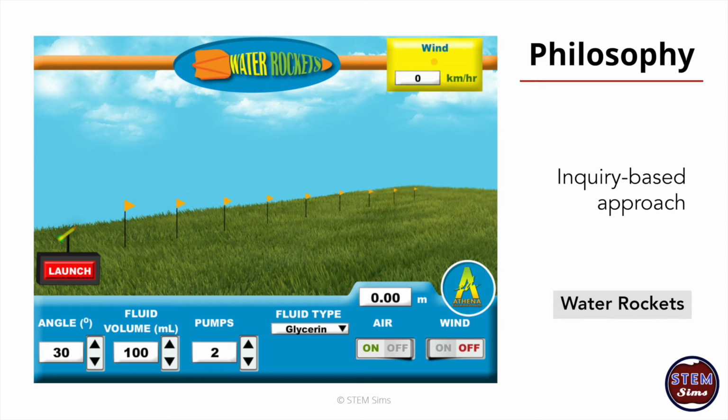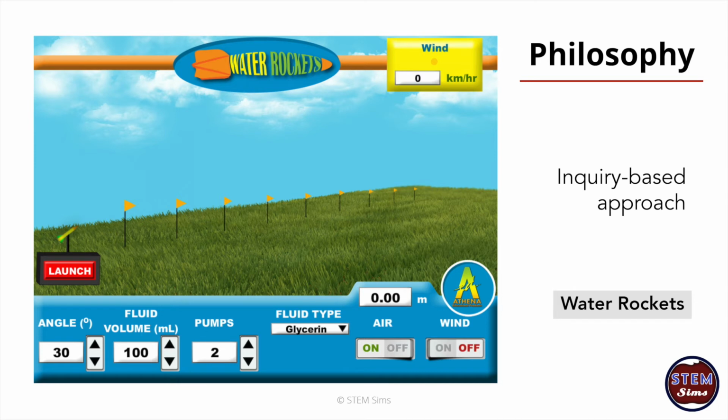STEMSIMS can be used by students individually or as group projects. For instance, in the water rocket simulation, if a teacher chooses, each group of students could investigate one aspect of rocket flight. One group could focus on flight angle, another on fluid volume, and so on. The groups can then share their data and as a class decide on the best rocket design.